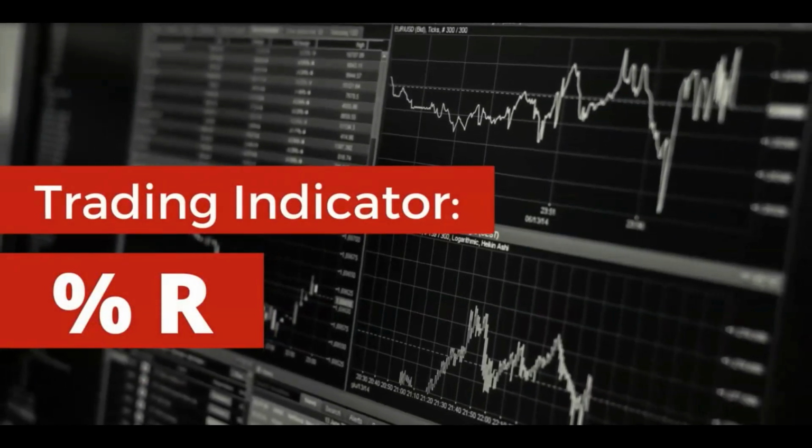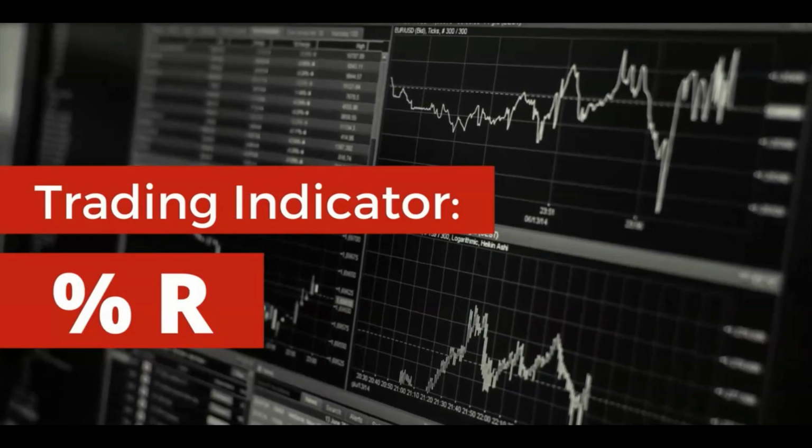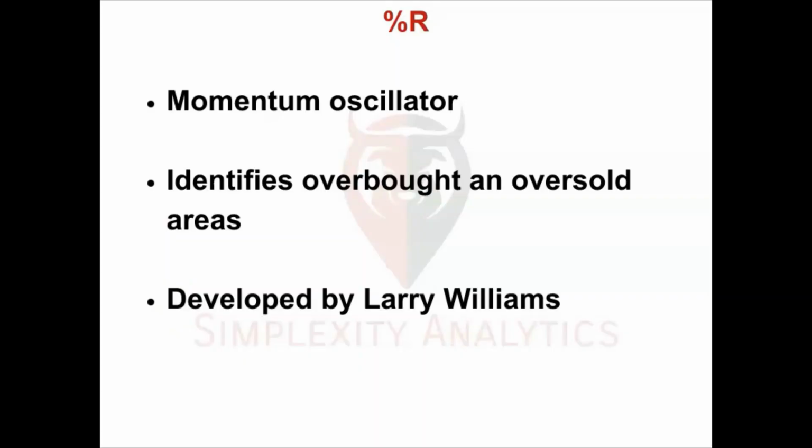In this video, we're going to take a look at one of the most popular indicators in the world of trading today, and that's the Williams percent R. It's also known as simply percent R or percent range. Percent R is a momentum oscillator. It seeks to identify the overbought and oversold areas in the market.